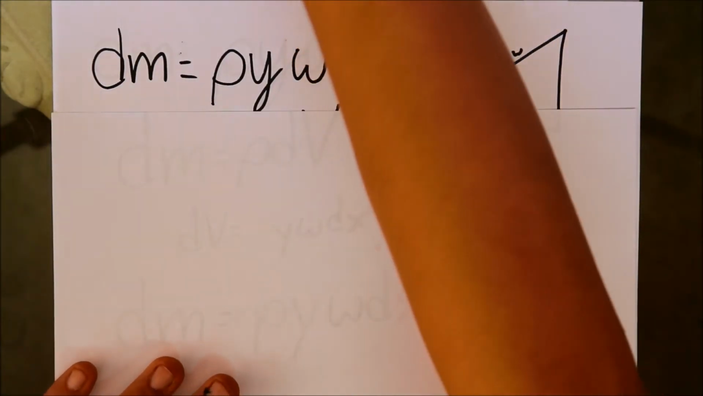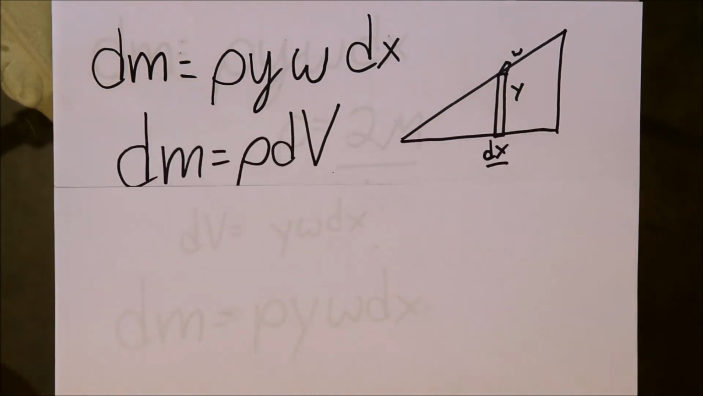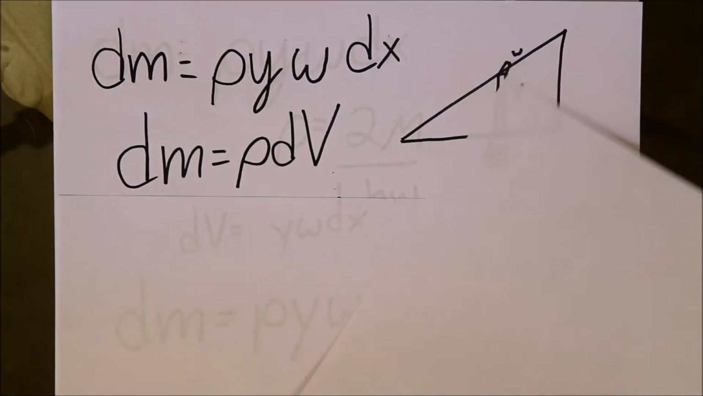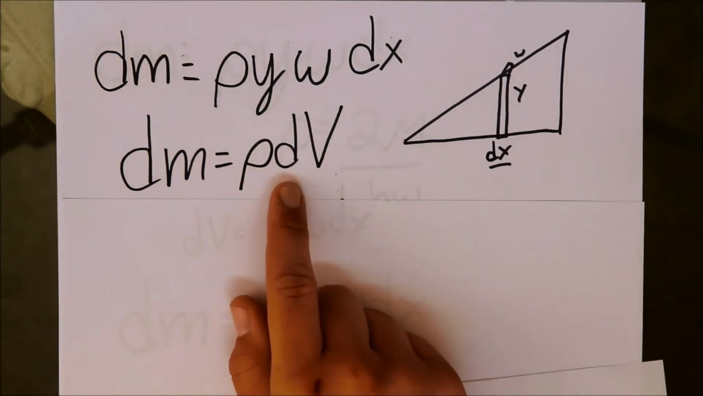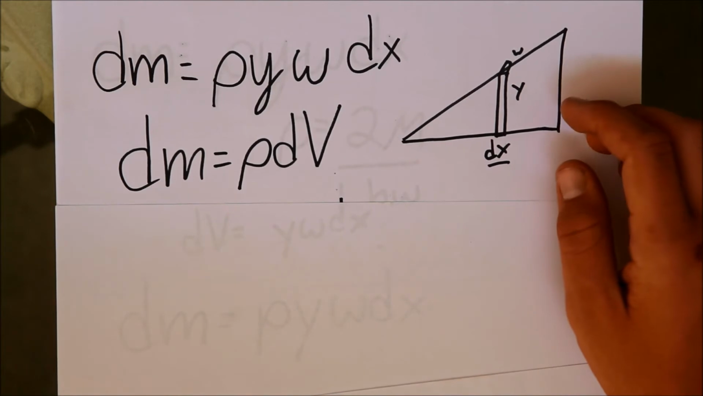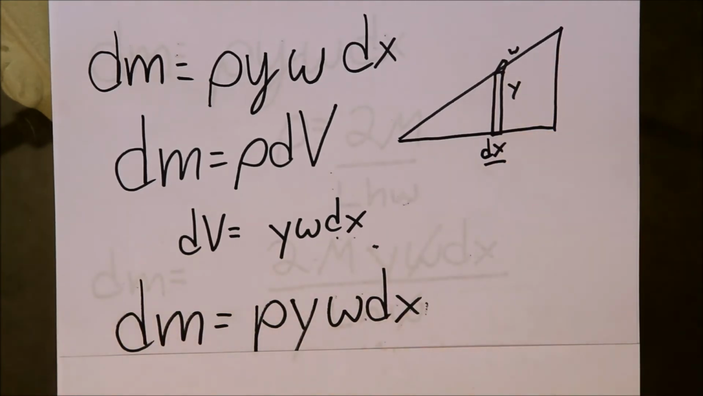Okay, next we need to show that the differential of mass, the mass of the ribbon, is equal to ρ times y times w times dx. If we look at our triangle, we see two things. One, our differential is x, height is y, and width is w. And we know that the differential of mass is going to be ρ times the differential of volume. Now we use these things, and since it's a prism, we say the differential of volume is going to be y times w times dx. Plugging that back in, we get dm equals ρy w dx. However, we don't stop there.